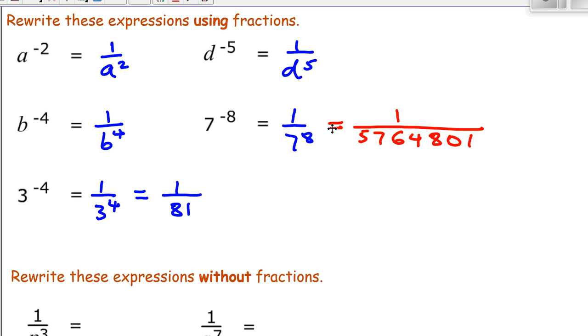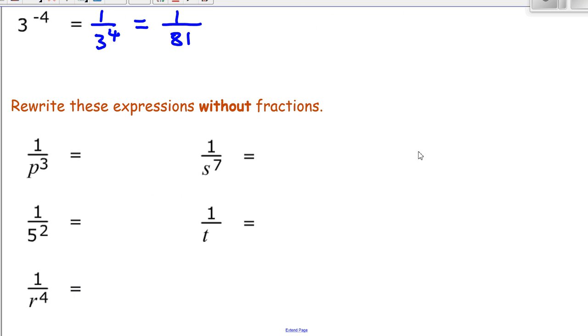Okay, I'll move to the next example. We write these expressions without fractions. So here we are writing without fractions. What that means is we are going to use negative indices or negative powers. So this will be p to the power negative 3, 5 to the power negative 2, r to the power negative 4, s to the power negative 7, and t. Now, if you have t just on its own, that means t to the power 1. You just have t, so that's just t to the power 1.